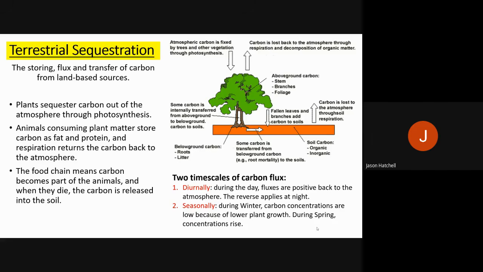And there is also the timescale of seasonally as well, where during winter, carbon concentrations are lower because there's lower plant growth and less photosynthesis. But during spring and summer, concentrations of carbon rise because photosynthesis is occurring at a faster rate.